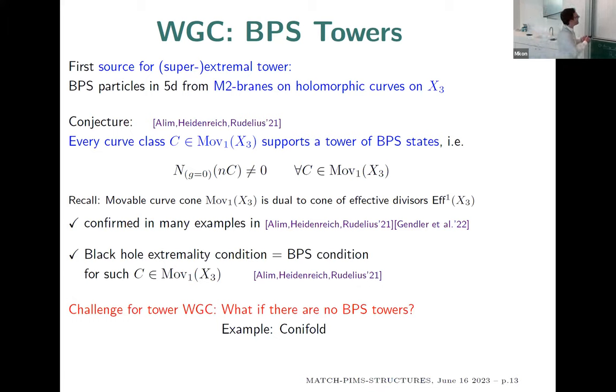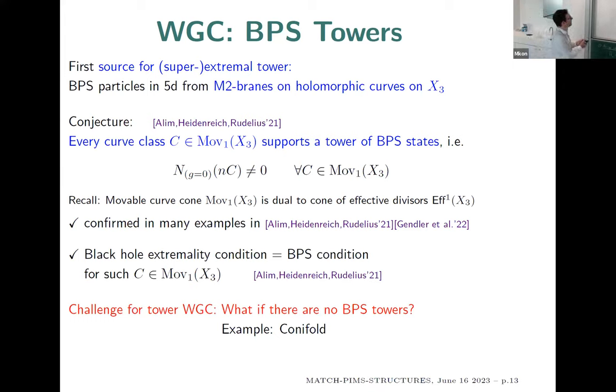However, what is true is that certain curve classes have this property. Namely, if you take curve classes in the movable cone of your Calabi-Yau threefold, then it was conjectured by Gendler and friends that for those, the following is true. The genus zero Gopakumar-Vafa invariant for any multiple n times the holomorphic curve class in the movable cone is non-vanishing. That is a conjecture. And let me recall for you, you know this better than I do, that the movable curve cone is the cone of curves dual to the cone of effective divisors. So on the Calabi-Yau threefold, we have the cone of effective divisors, and the dual cone is movable because the curves essentially can move freely in the Calabi-Yau threefold, or you can have a family that fills out the entire Calabi-Yau threefold. So this is not a proven statement, but it's a conjecture.